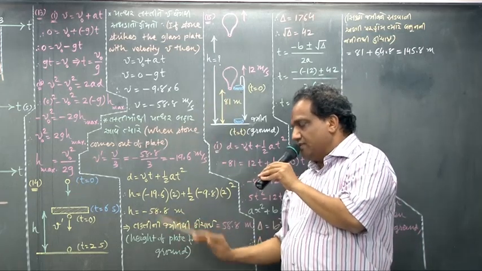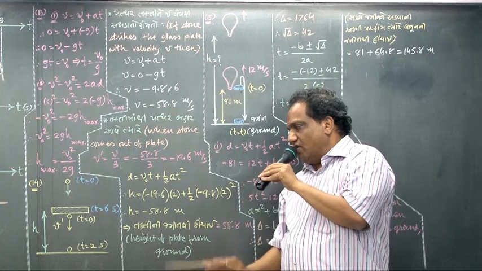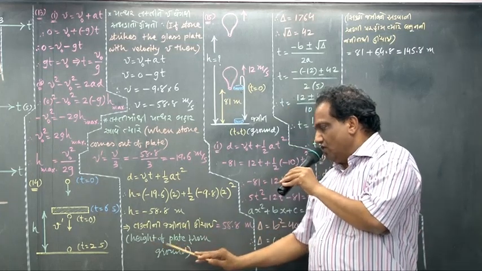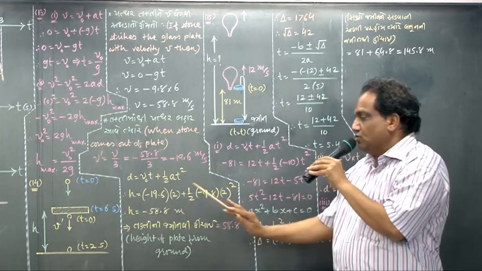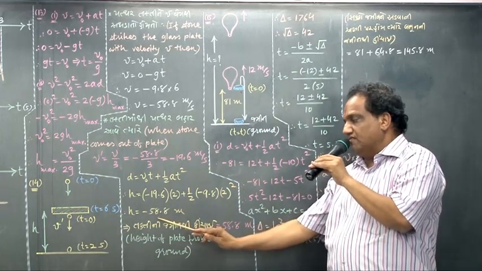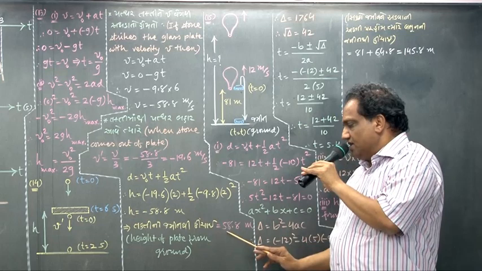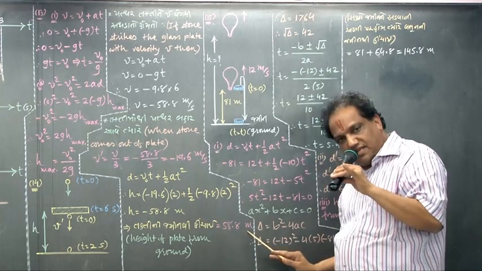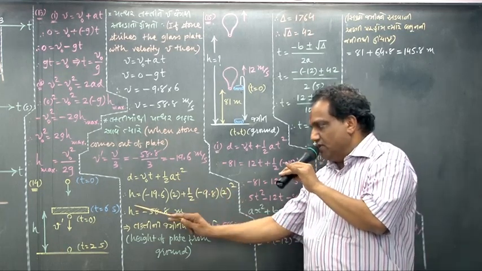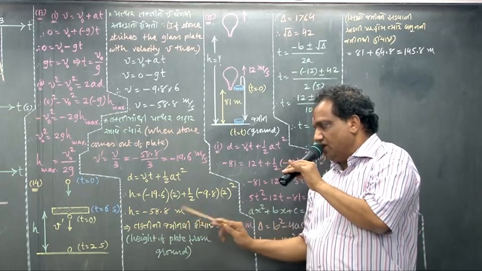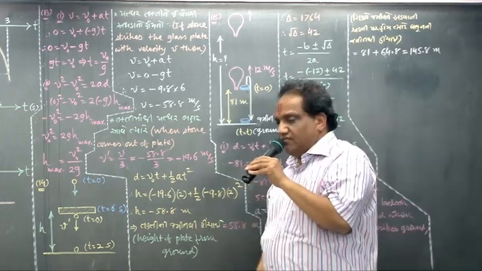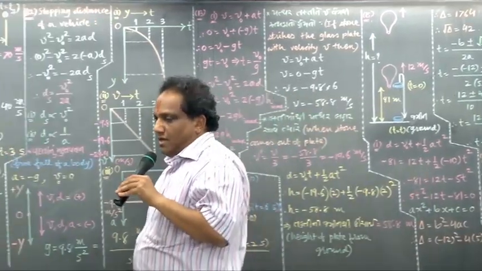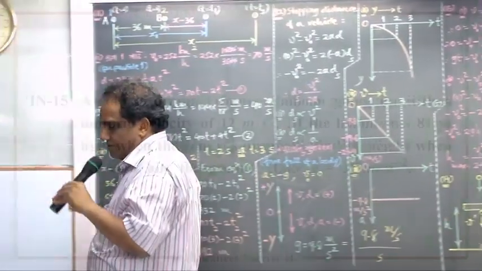It must be negative. But then what have they asked ultimately? Height of the plate from the ground. That height we should take the modulus of this. Mod of this will be positive, so it will be plus 58.8 meter. Correct? But here in the equation you must write H equal to minus 58.8 meter. Okay? Next. Sum number 15 is a very good sum. Read the statement 2 times.